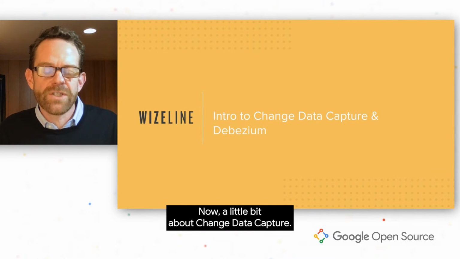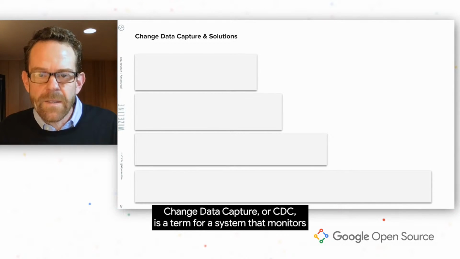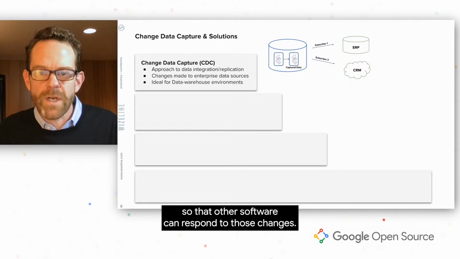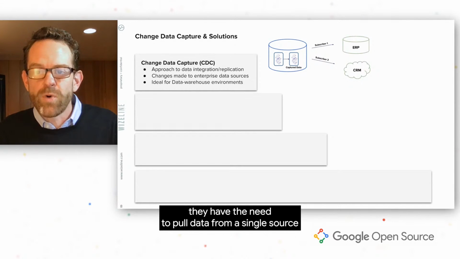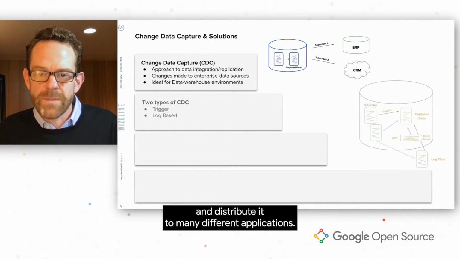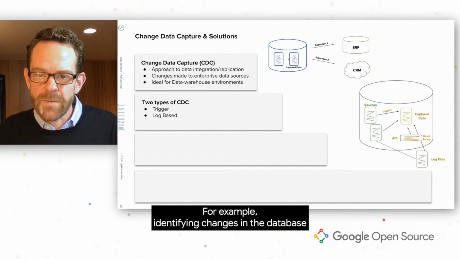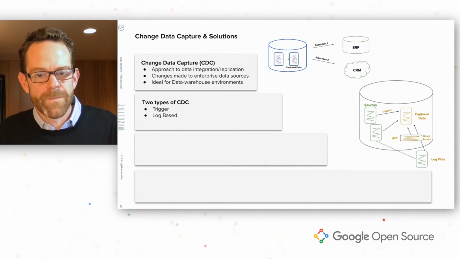Now a little bit about change data capture. Change data capture, or CDC, is a term for a system that monitors and captures the changes in data so that other software can respond to those changes. As some organizations have grown, they have the need to pull data from a single source and distribute it to many different applications. For example, identifying changes in the database and sending them to both an ERP and CRM system.